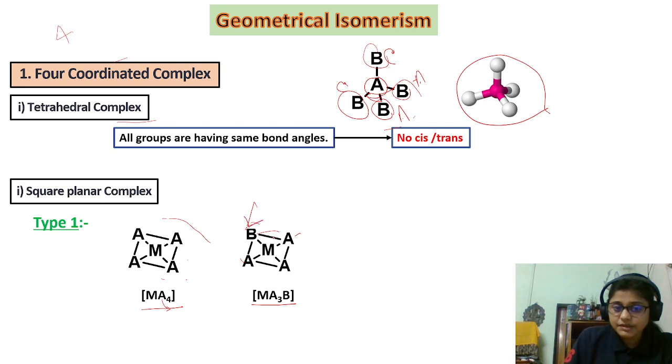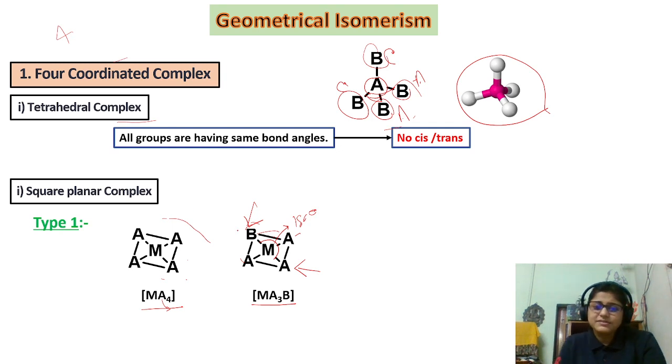Let's take this example. This B and A are trans to each other. Why? The bond angle is 180, like opposite. We are saying the opposite. So trans means this B is opposite to A, but it is near to this A and this A. Cis to this and this, but trans to A.